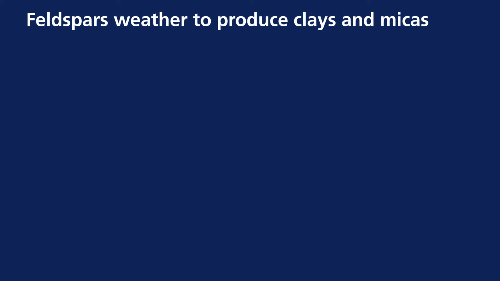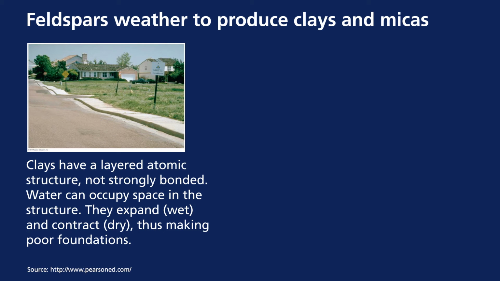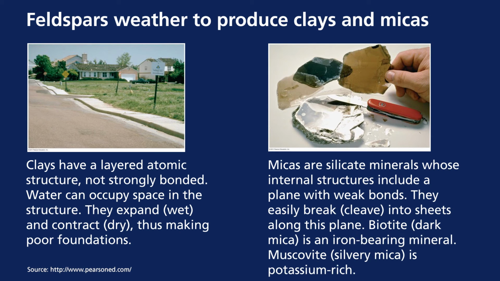Feldspars are very common in our Earth. On the left you see clay. Clay is not a very stable structure, and if you were to build a road on clay, like in the picture on the left, you'll see that it will compact. They also form micas, which are silicate materials, which are planar, which cleave into sheets. Here we see a couple of examples, one of which is biotite, which is very dark mica, and it has iron, which causes it to be dark, and muscovite, which is more silvery, and it's very potassium rich.